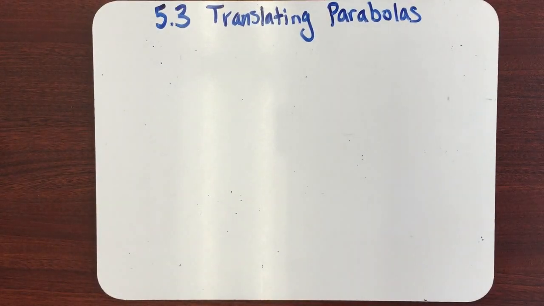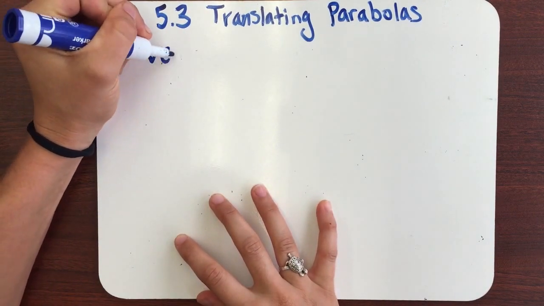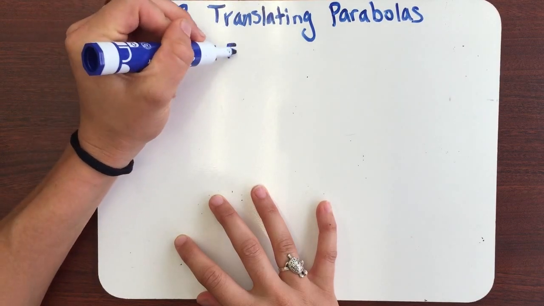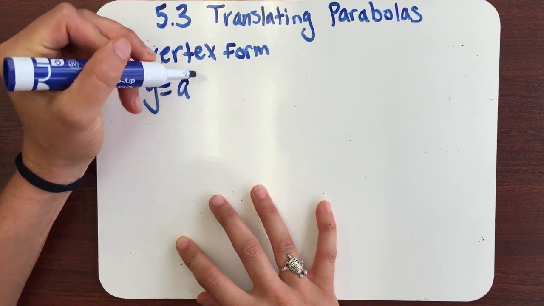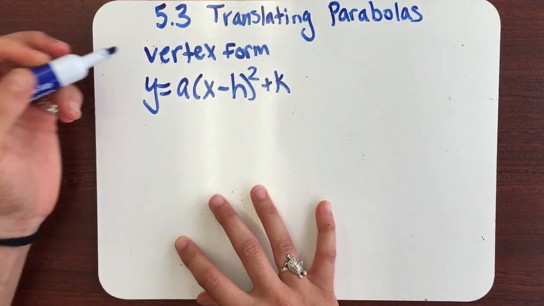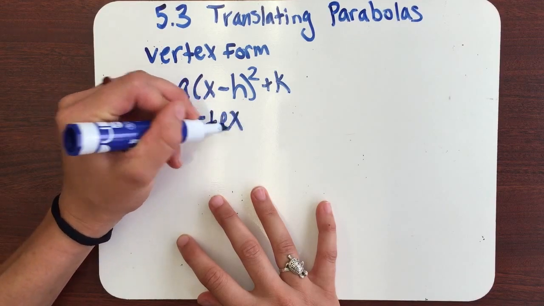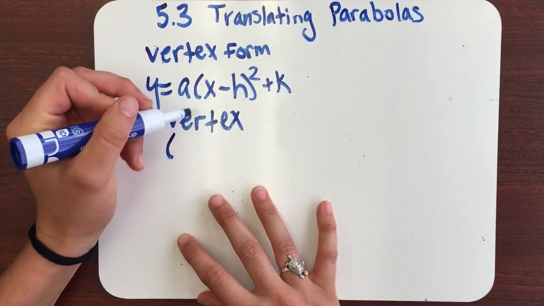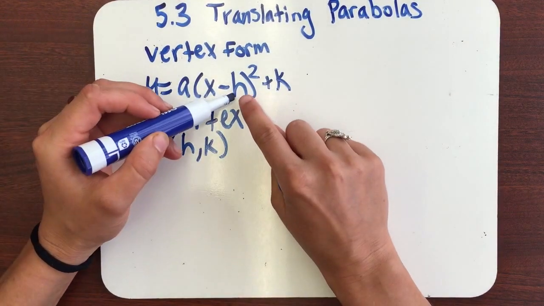Today we're going over 5.3, Translating Parabolas. What we're going to be looking at is vertex form of a quadratic. Vertex form is y is equal to a times (x minus h) squared plus k. When it's in this form, we will already know the vertex, hence the vertex form. The vertex is going to be h comma k, and that'll be written right in your form from your h and k here.